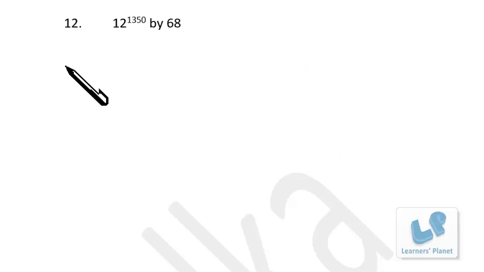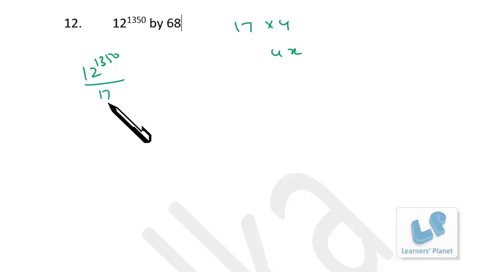Now 12 raised to 1350 by 68. So 68 is 17 into 4. Now obviously 12 is a multiple of 4, so this number is in 4x format. Now we have to find the remainder of 12 raised to 1350 by 17. 12 and 17 are co-prime to each other. So the Euler number of 17 will be 16 only. So we just eliminate the multiples of 16 from this 1350.